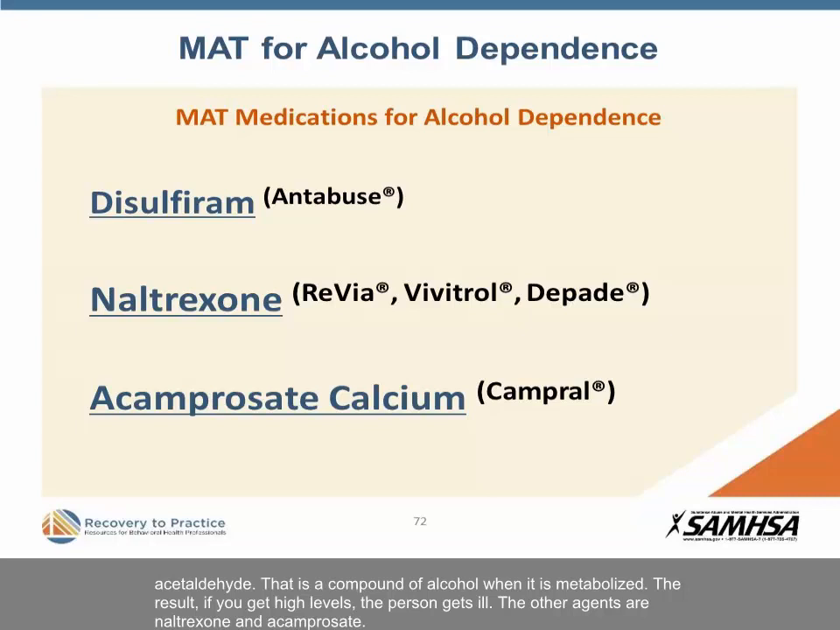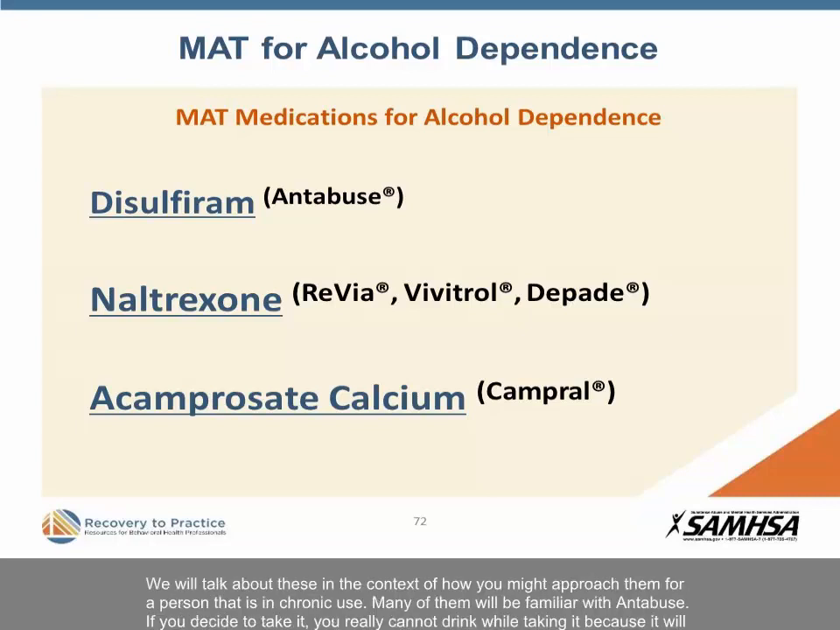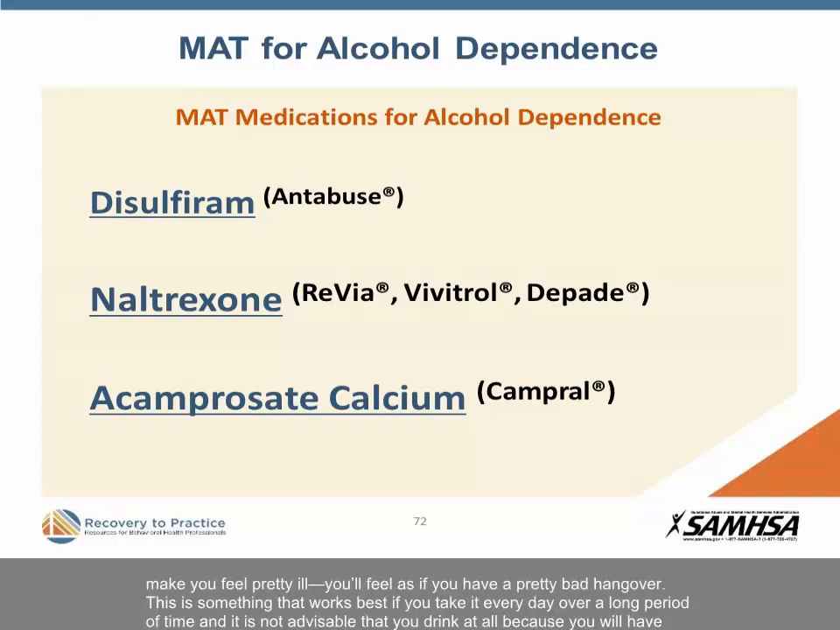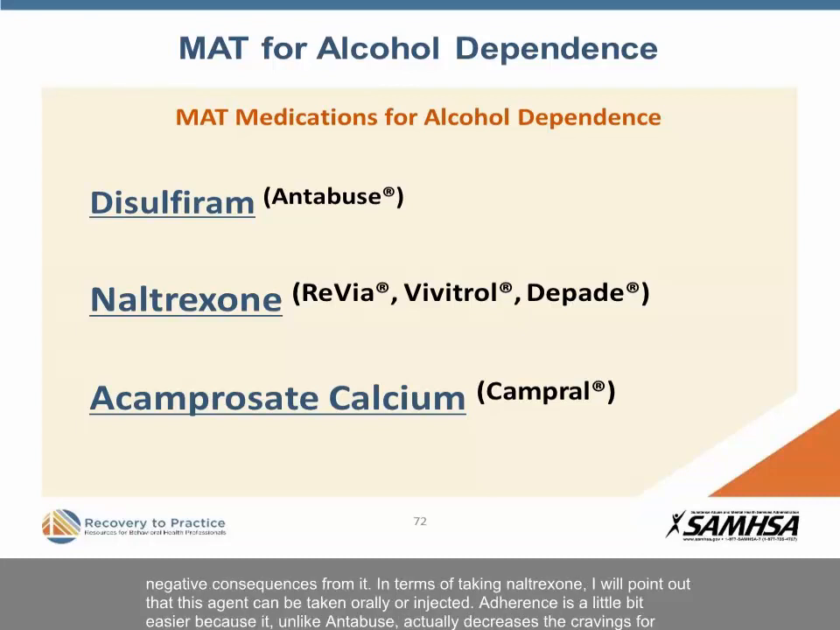The other agents are naltrexone and acamprosate. We're going to talk about these in the context of how you might approach them with the person who's in front of you to present them. Many of them will already, as I said, be familiar with Antabuse, and you talk about this as being a drug that if you decide to take it, then you really can't drink while you're taking it because it will make you pretty ill. You'll feel as if you have a very bad hangover. So I would explain that this is something that works best if you take it every day over a long period of time, and it's really not advisable that you drink at all because you will have negative consequences from it.